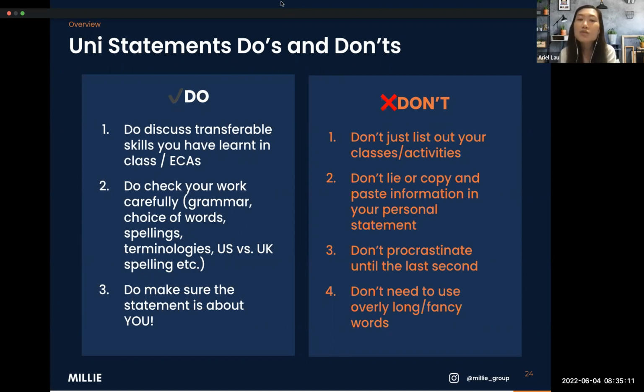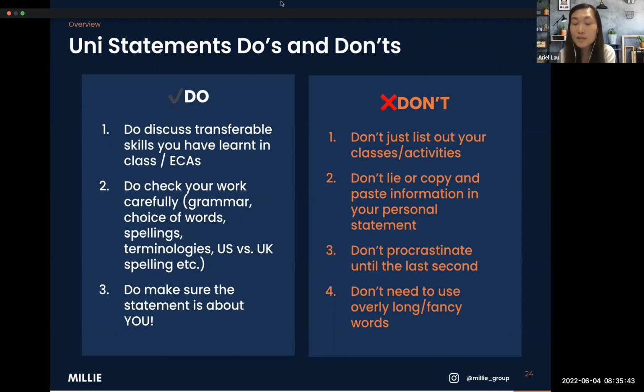Okay, and then do check your work carefully for grammar, choice of words, spelling, terminology, especially if you're applying for pre-professional majors like medicine, law. UK versus US spelling: if you are to apply to both destinations, you probably should check and convert the US spelling to the UK spelling. It's not like you're spelling it wrong, but if I am from the UK, I'm the UK admission officer, I would probably like to see spellings that are the same as my home country's spelling.